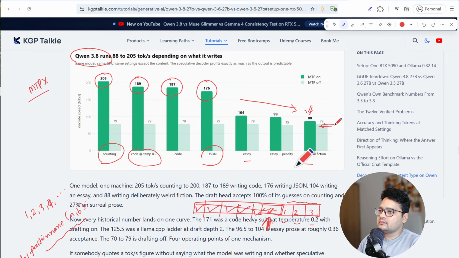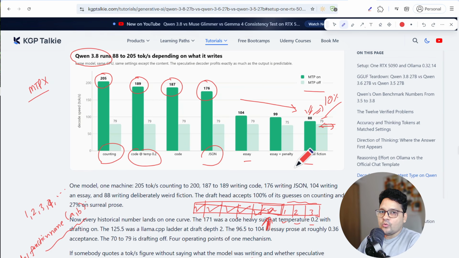The base token speed which you are currently seeing here, that's 79 or 80. This 79, 80 is when MTP is off. That means when multi-token prediction is not used, the general speed is about 80 tokens per second. Okay, cool. So if you use MTP, even in the worst case scenario, it is giving you almost 10% improvement. But for other tasks like code generation or JSON data, it is sometimes giving more than 2 times the improvement.